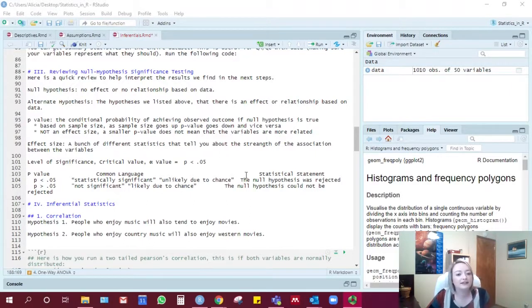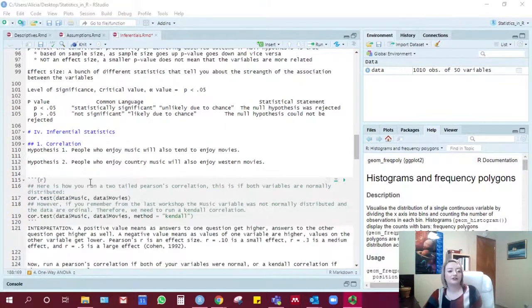And then the level of significance that we're going to use, or the critical value or alpha value, is p less than 0.05. So if p is less than 0.05, then we will say that we have found a significant difference. And then I have some language here explaining that. So if p is less than 0.05, the results were statistically significant, unlikely due to chance, and the null hypothesis is rejected. And if p is greater than 0.05, then the results are not significant, they're likely due to chance, and the null hypothesis could not be rejected.